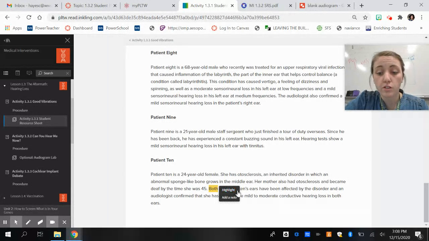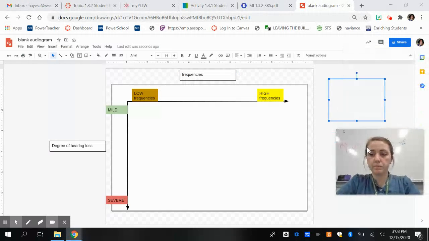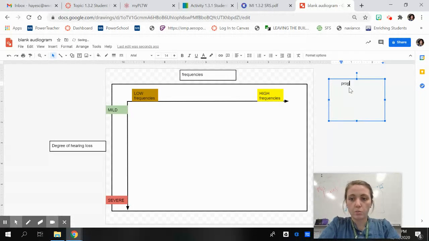Both of the patient's ears have been affected by the disorder, and an audiologist confirmed that she has progressive, mild to moderate conductive hearing loss in both ears. So again, this is pretty similar in that all of the stuff we actually need to know is in the last sentence. So she's got progressive, mild to moderate hearing loss, both ears, and it's conductive.